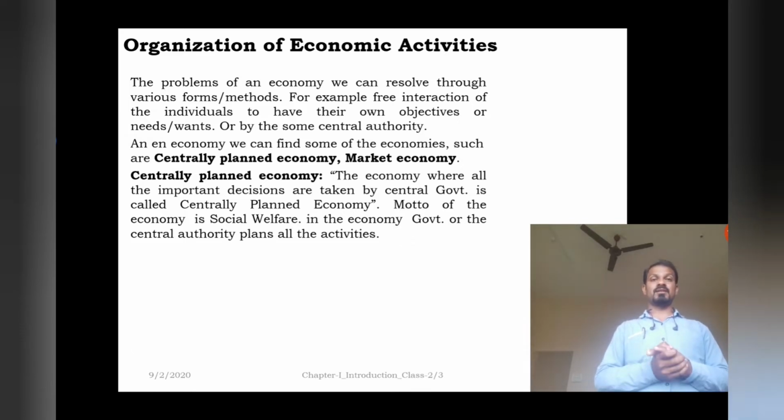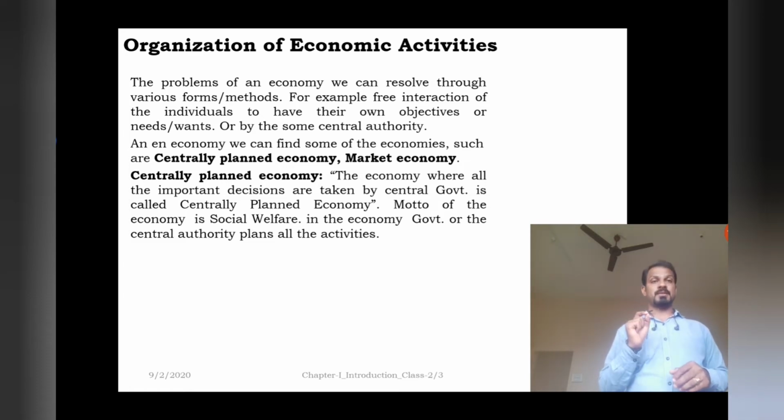It is the economy where all the important decisions are taken by the central government. Whatever the important decisions are, those decisions are usually taken by the government, which takes care of that economy. Here in the centrally planned economy, the government plays a vital role. It means the government decides what to produce, for whom to produce, and how to produce. So it is called a centrally planned economy, and the motto of the centrally planned economy is social welfare.